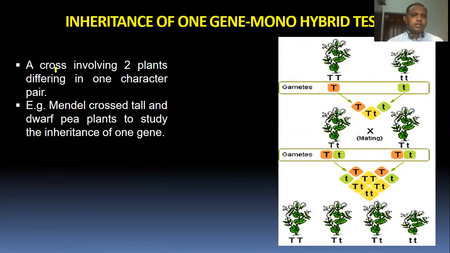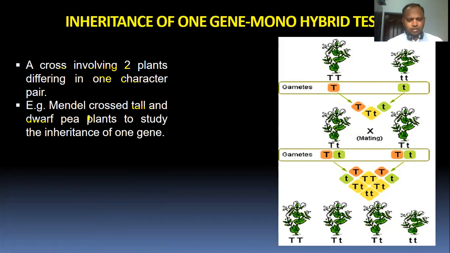So this experiment is a cross involving two individual plants that differ in only one pair of characters. All the remaining pairs of characters are the same, but only one pair is differing. So he selected such plants and did hybridization. In the monohybrid cross, Mendel crossed the tall variety of Pisum sativum with the dwarf variety of pea plants to study the inheritance of one gene.